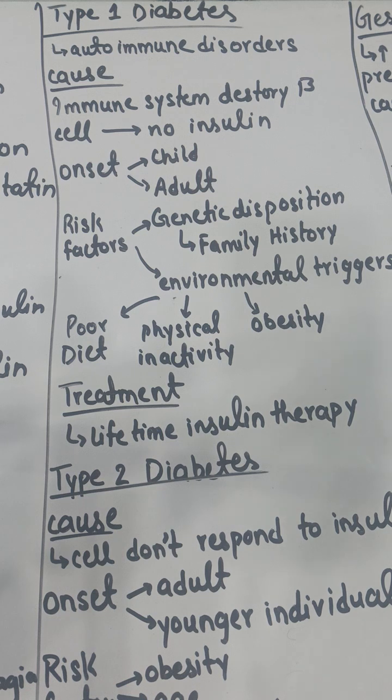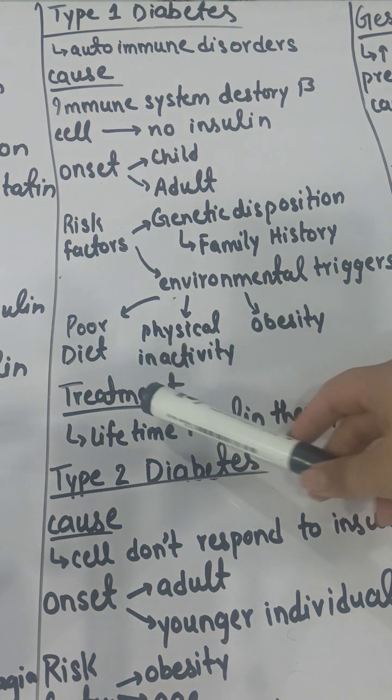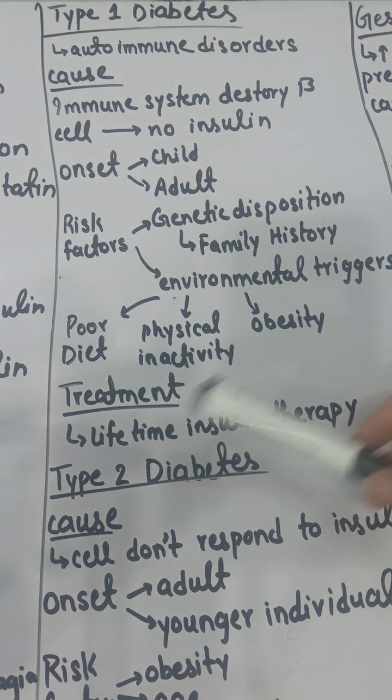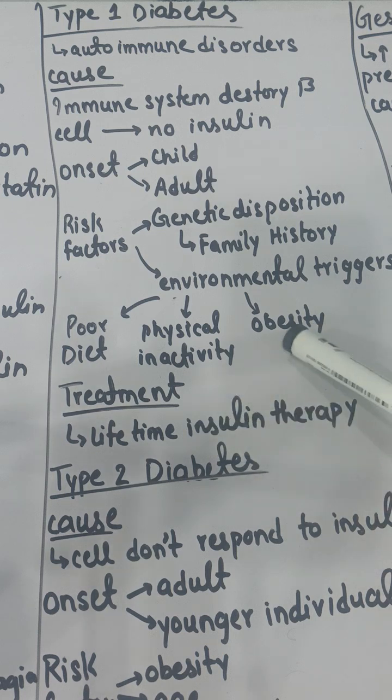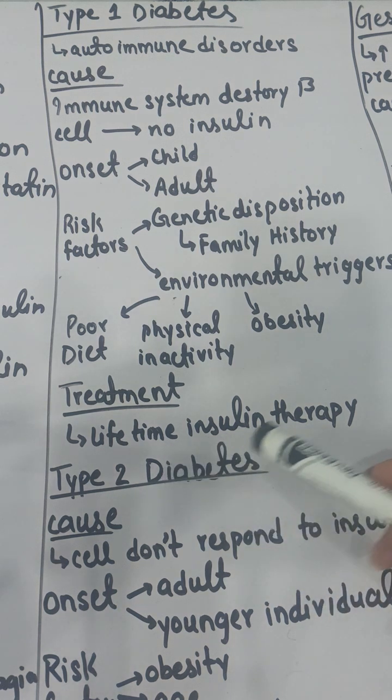There are also environmental triggers like poor diet, physical inactivity, no exercise, no healthy lifestyle, and obesity. They are really the main factors which are causing diabetes. Treatment: this patient will need lifetime insulin therapy.